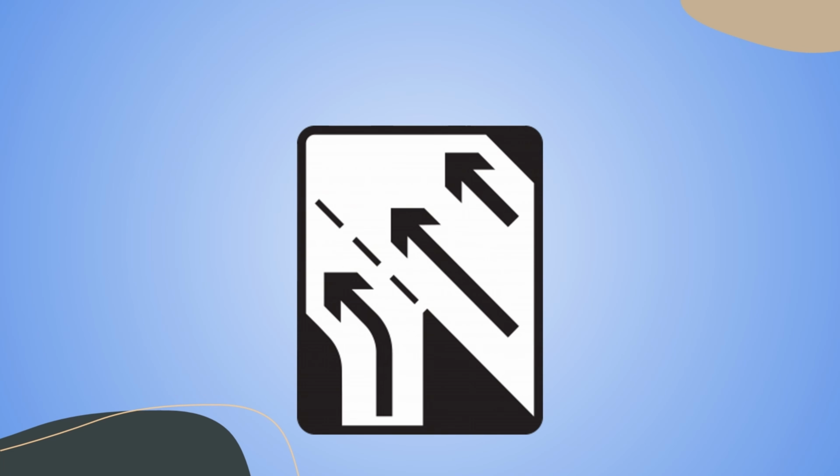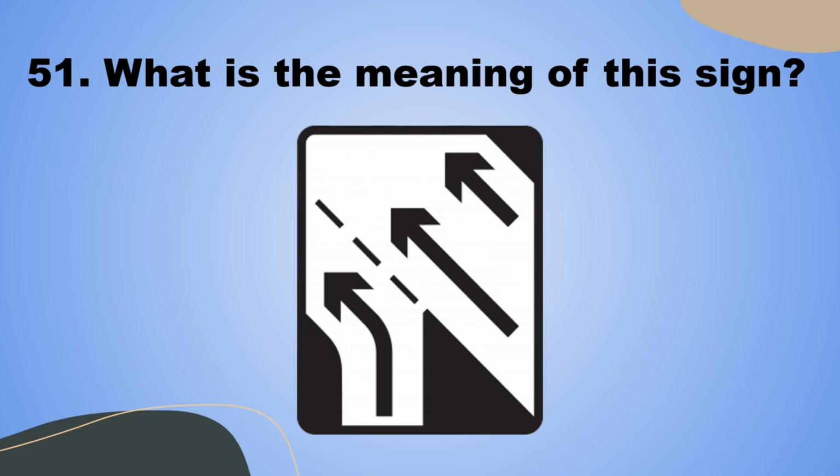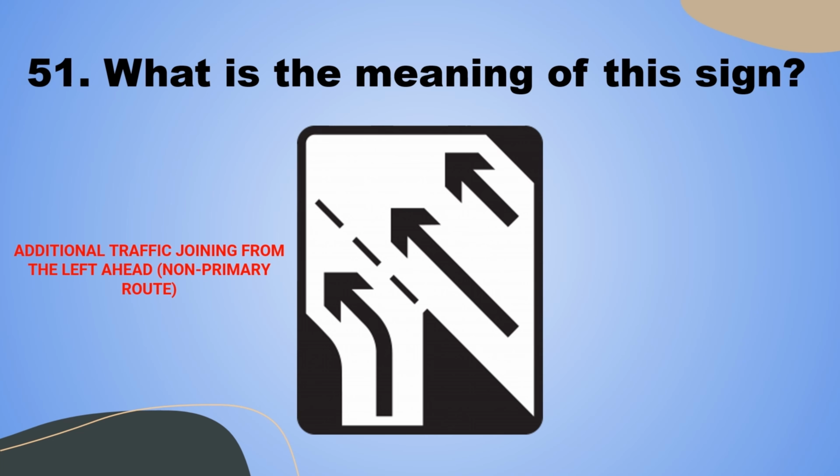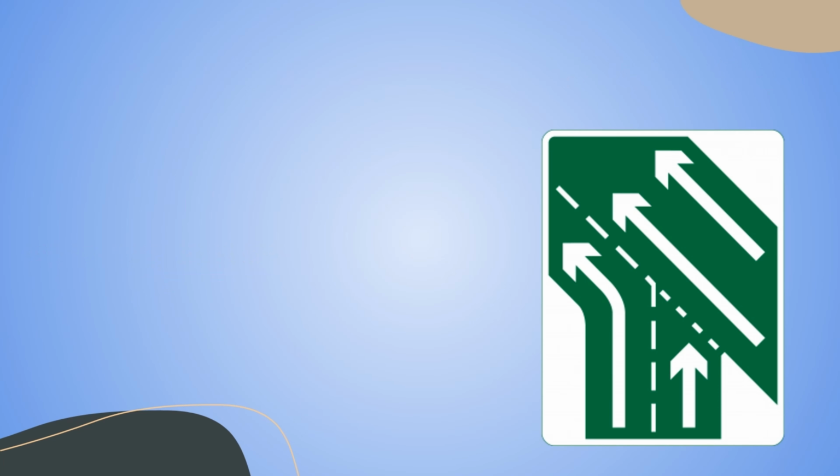Next question. What is the meaning of this sign? Additional traffic joining from the left ahead, non-primary route. Black and white. Guys, black and white.